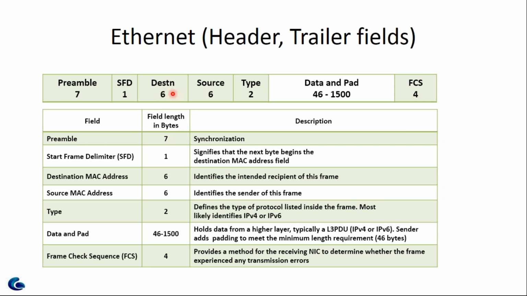So you have a destination MAC address, or destination physical address, whichever way you see it, and a source MAC address. So what is the destination MAC address? At layer 2, it will identify the next hop.